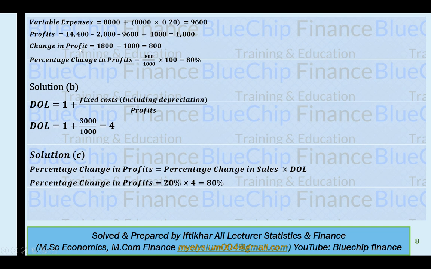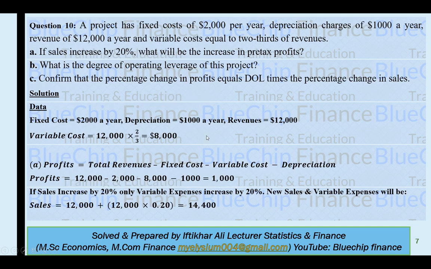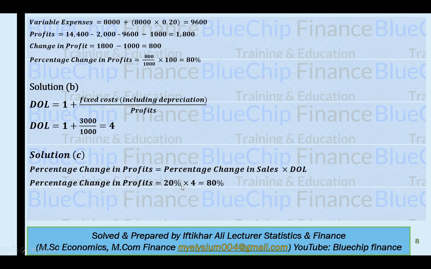So what is the change in profit? Change in profit is 800 in amount, and in percentage change it is 80%, because 800 divided by base case profits of 1,000. So after the increase the change is 800. So 800 divided by 1,000 multiplied by 100 equals 80%.